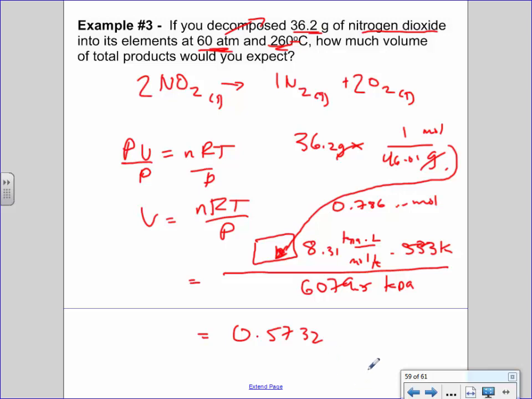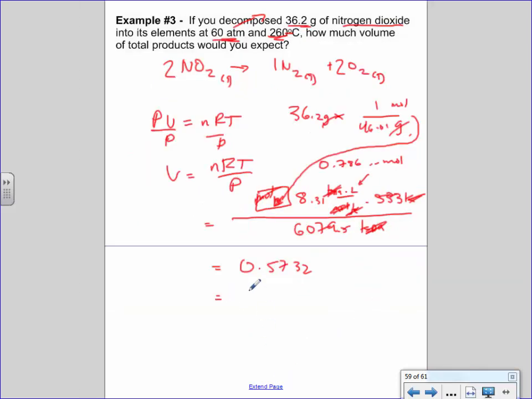Okay, what unit is that in? It's in liters, and the way I know that is because this kilopascal cancels that one. This Kelvin cancels that one. This was a mole number, which cancels that one. The unit that I didn't cancel is liters. So essentially, I need 573 milliliters. Let's call it that, just to make it kind of nice.